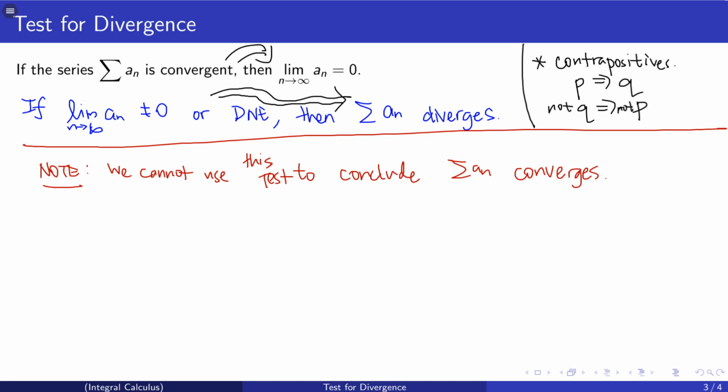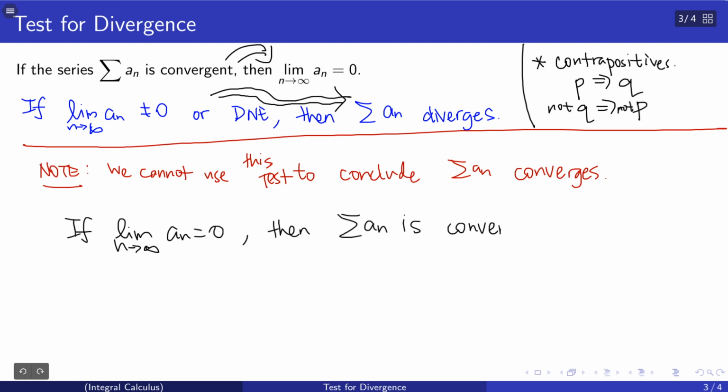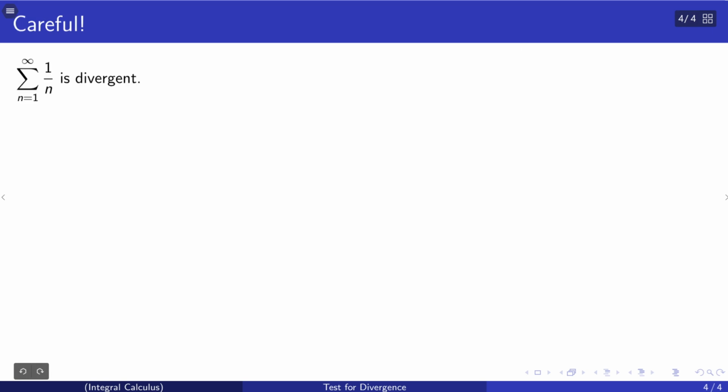What we can't say is that if the limit is equal to 0, then the series is convergent. And this is called the converse of your original statement. Right? This is if Q is true, then P is true. And given any implication, it's not always necessarily true that the converse also follows. Right? For some statements, it does. For this one, it doesn't. And an example of that is this one.